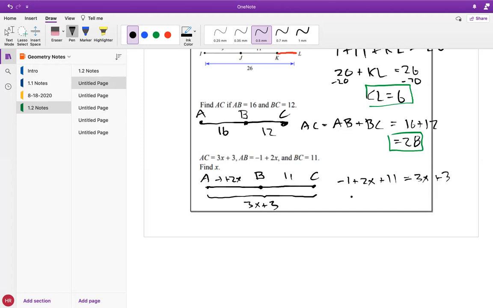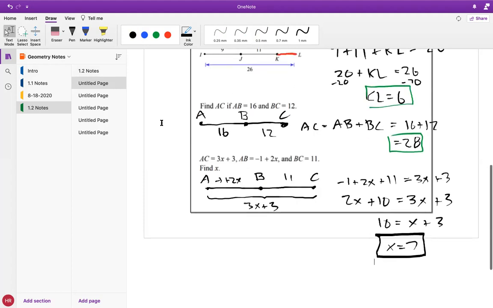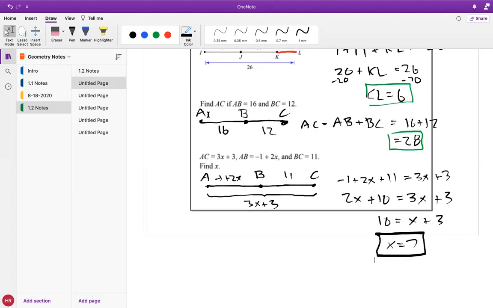Now we do algebra, which in theory you guys learned last year. First I'll combine like terms on each side. I'm going to subtract 2x from both sides. So 10 equals x plus 3. 3x minus 2x is just 1x. Then I'll subtract 3 from both sides. I'm going to get x equals 7. So it says find x. So this is my answer. Yay. Wasn't so bad. That's how the segment addition postulate works.